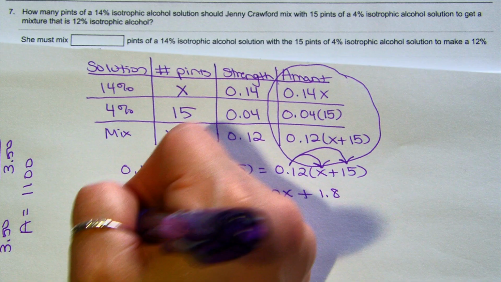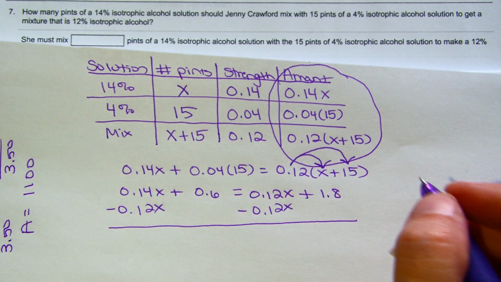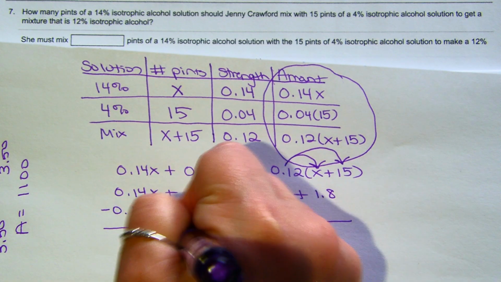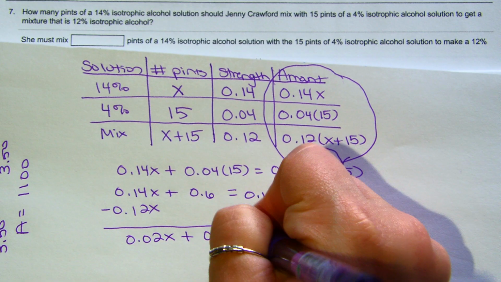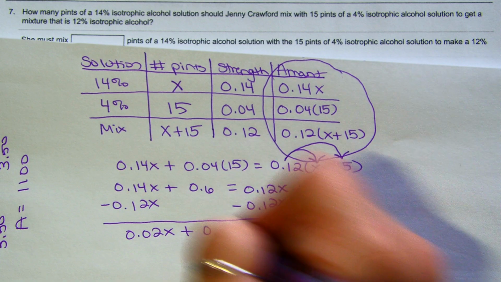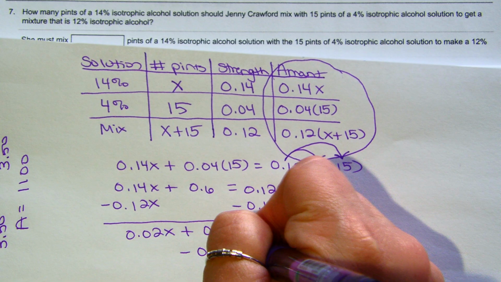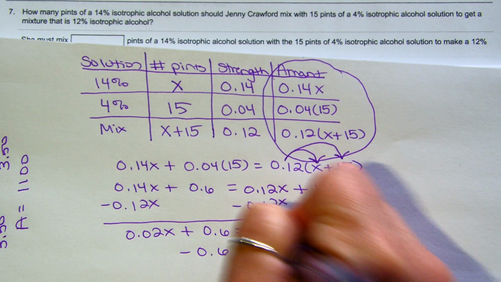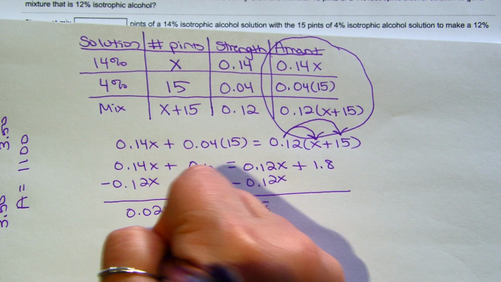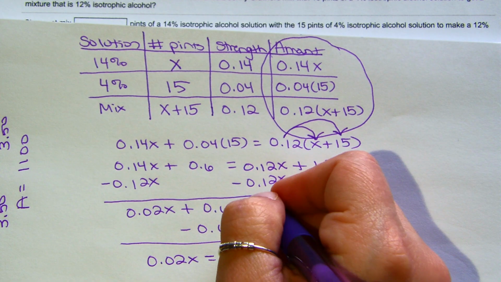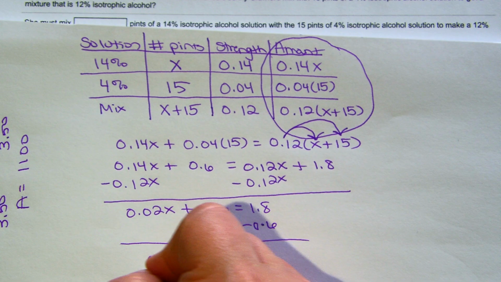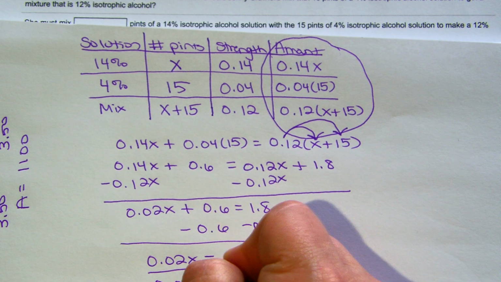Still trying to get x by itself. I'm going to subtract the 0.6 from both sides. And I get 0.02x equals 1.8 minus 0.6, which is 1.2. Divide by 0.02, divide by 0.02. So I take 1.2 divided by 0.02, and I find out x is 60.